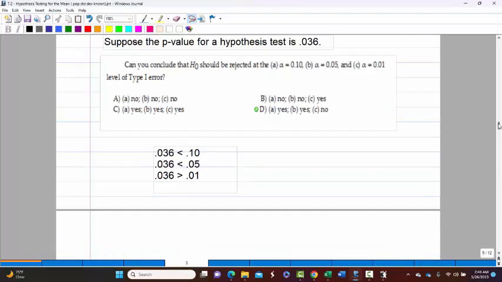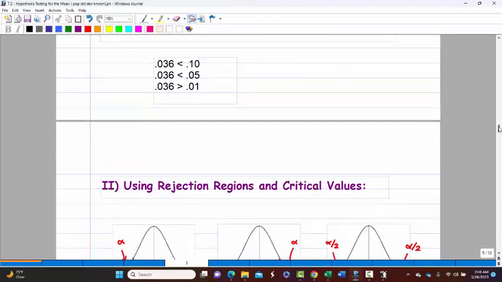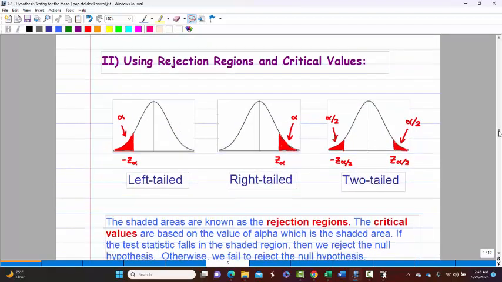I think I might just leave that there. Now let's look at the critical value method and see what that's all about. So no longer using p-values when we are going to be using them, but we're learning something new. We'll be able to use both here.